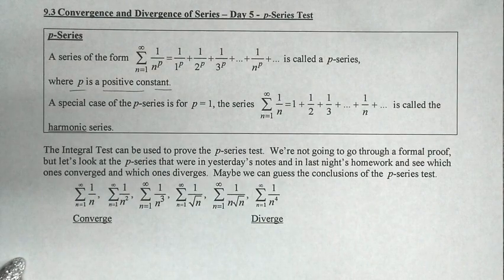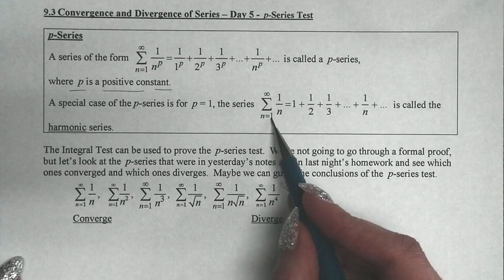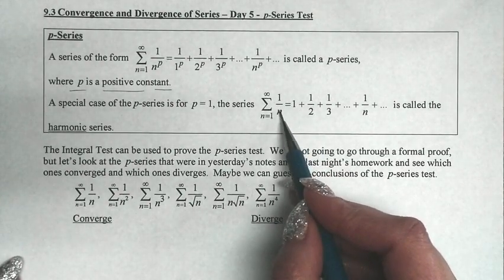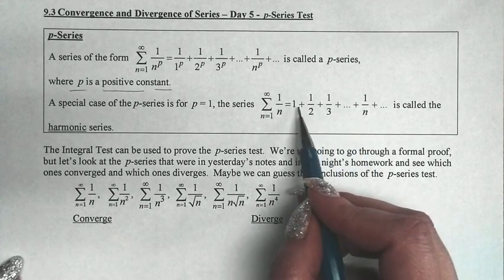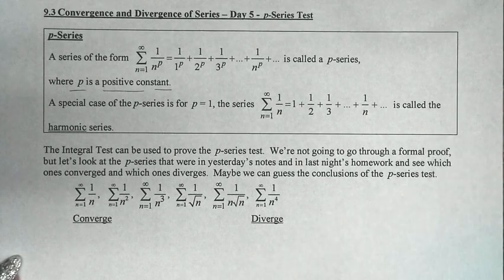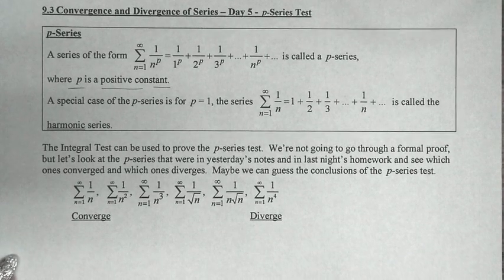A special case that is very popular of the p-series is when p is equal to 1. The series is going to look like the following: the summation from 1 to infinity of 1 over n, and when we expand it, it looks like this. It's called the harmonic series. The integral test can be used to prove the p-series test.